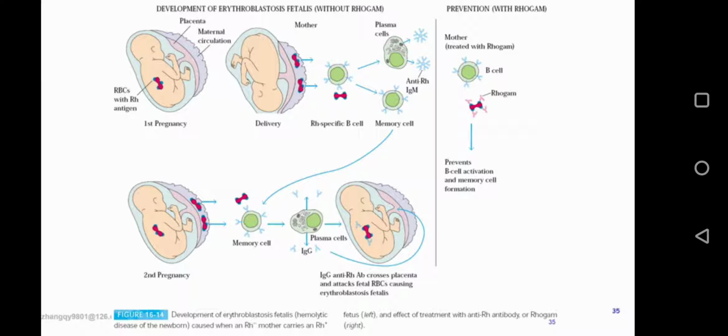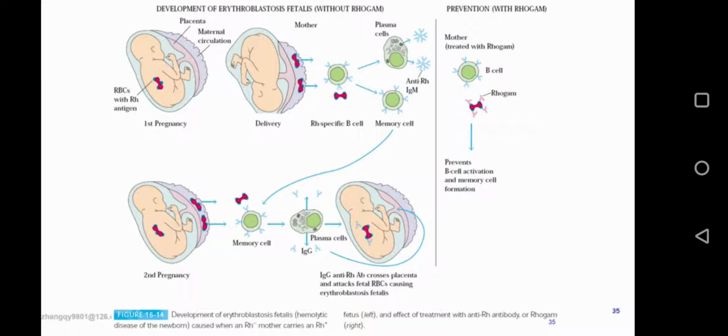For the second time, the baby is positive again. If the baby is negative, no danger. Right? If the baby is positive, the memory B cells will recognize the antigen, right? And this time they will produce what? IgG, not IgM. The first time is IgM, right? The second time is IgG.